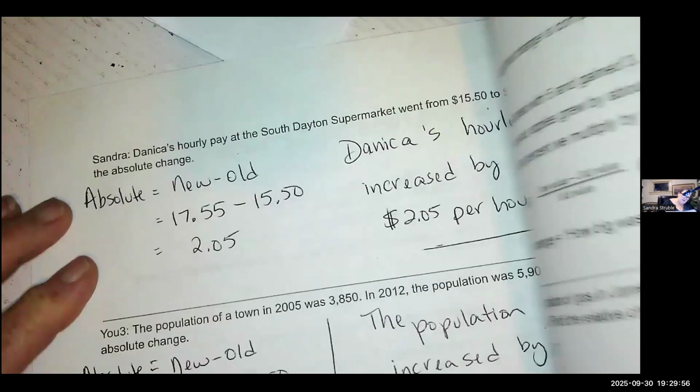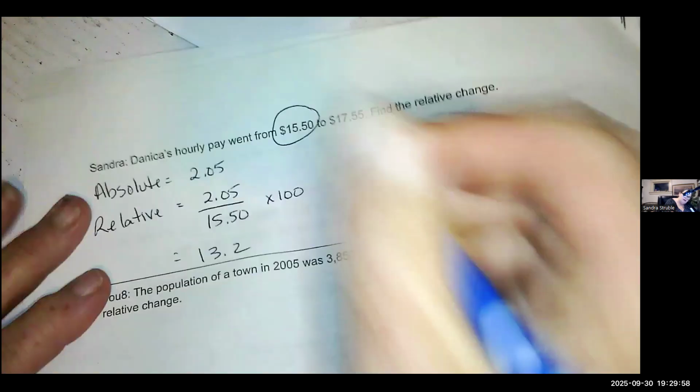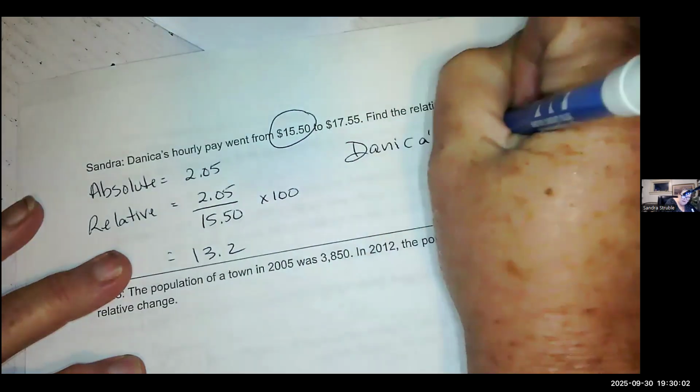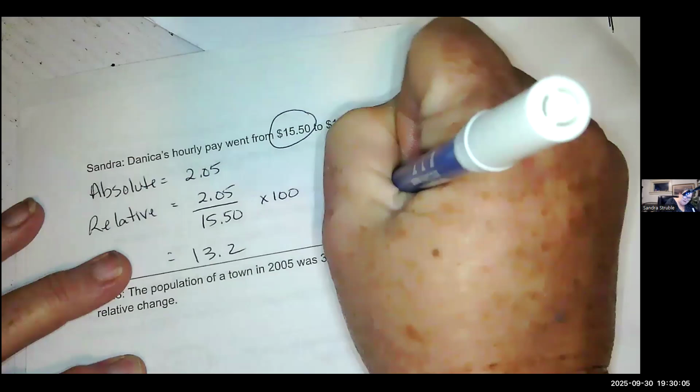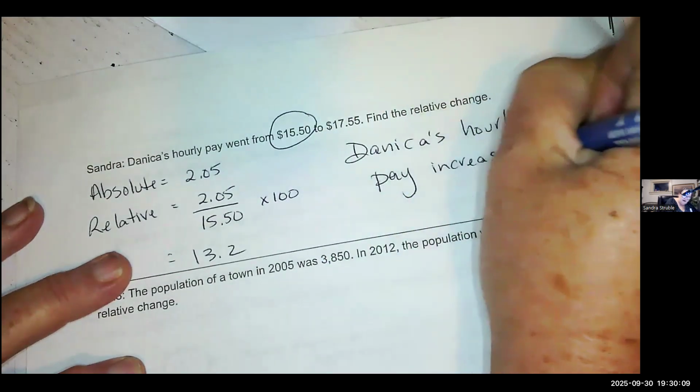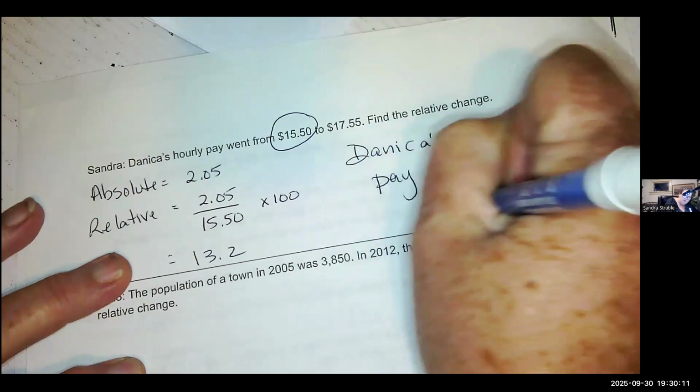Same sentence. Danica's hourly pay increased, because it's positive, by 13.2, and don't forget your percent sign.